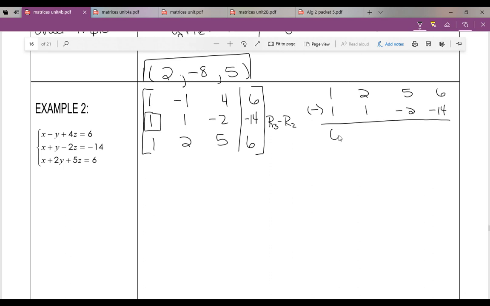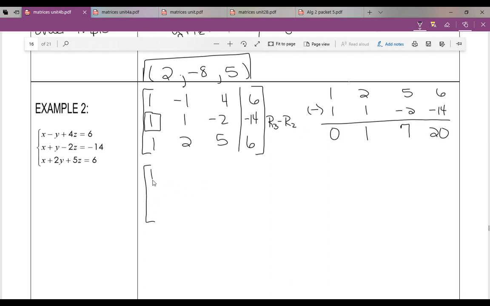One minus 1 gives me a 0. That's what I was going for. 2 minus 1 gives me a 1. Well, look at that. I got lucky, because in that second row, don't we want a 1 and a 0 and a 1? So we got lucky. Then 5 minus negative 2 is 7. And 6 minus negative 14 is 20. Be very careful. Do not accidentally add down and get 3. You're not adding, you are subtracting. That's the row operation you opted for.